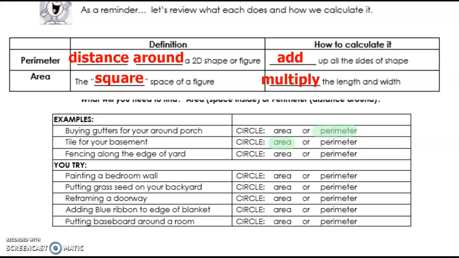All right, fencing along the edge of your yard. Hopefully you saw that keyword of along, and you can imagine the fence. It just goes around the distance of your yard. It doesn't actually cover everything. It's just around the edges. So again, that would be an example of perimeter.